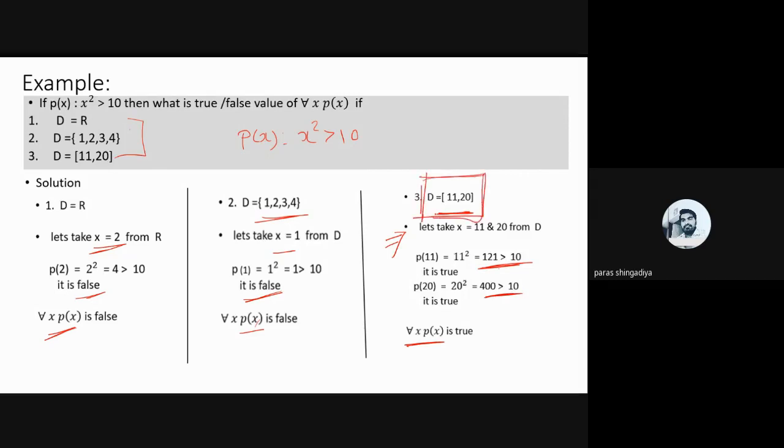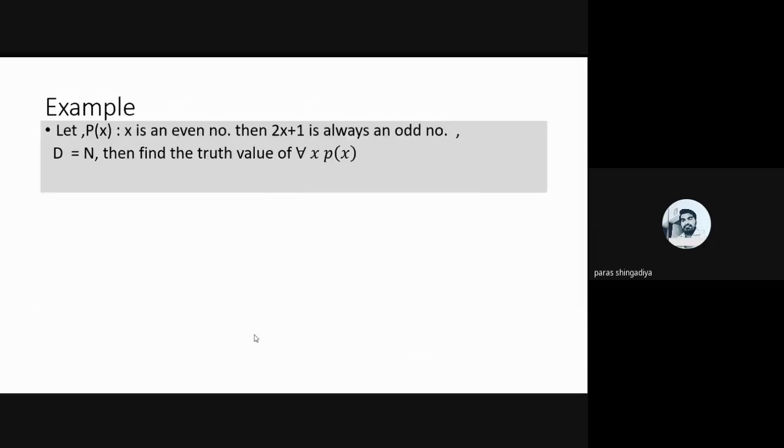It is important for us which domain is given, and which values are involved in the domain. Can we get p of x to be true for each value of the domain? If so, we can easily check that p of x is true for each value of the domain, then for every x, p of x will be true. And if for a single value of the domain it becomes false, then for every x, p of x will be false.